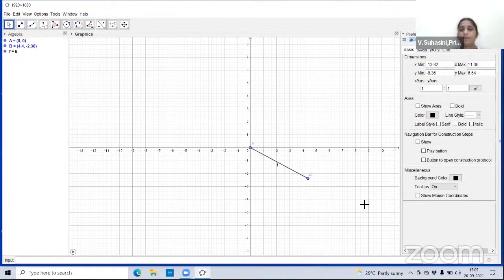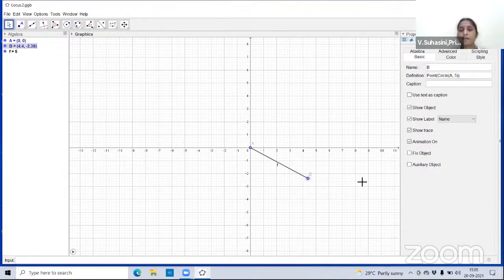Dear children, I have taken a point A in the plane and I have chosen another point B. Look at the screen, children. B is at a distance of 5 units. It is F. F is at a distance of 5 units.